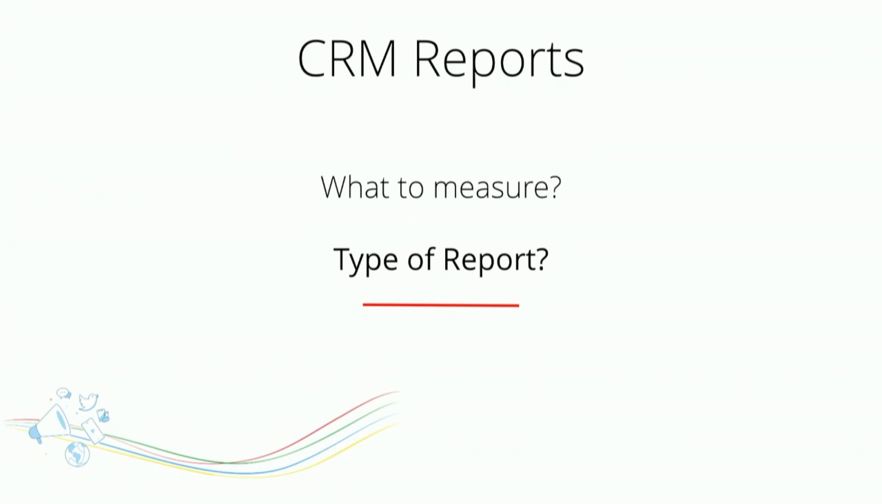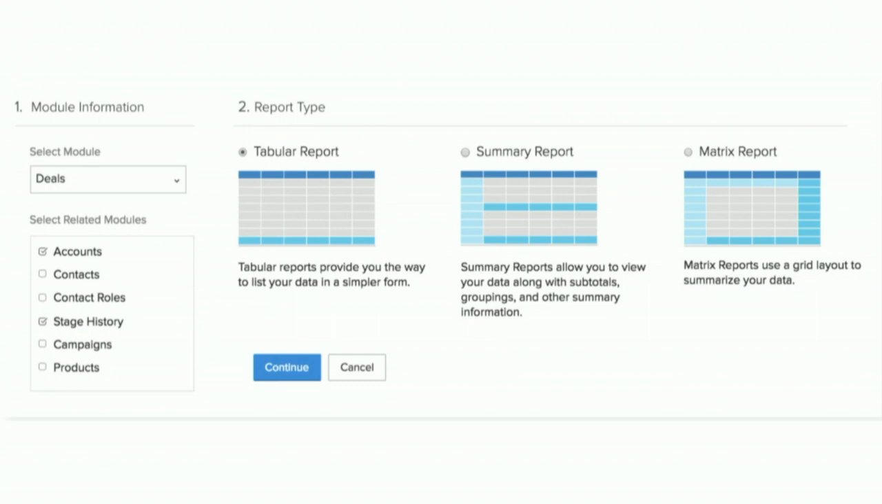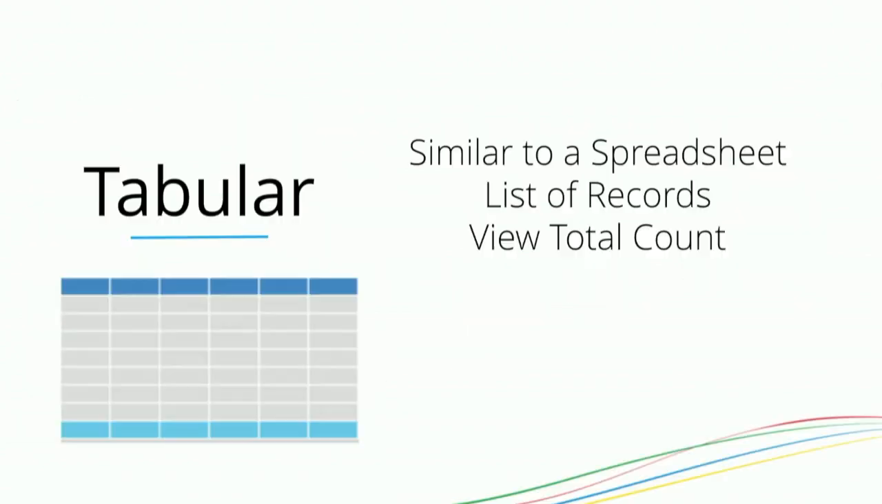Okay, so now we've figured out what to measure, what metrics we want, what targets we want to set, etc. Then we pull the type of report. So these are easy ways to remember these 3 types of reports. A tabular report is a list. It's similar to a spreadsheet, just up and down list of records. Number of tasks, number of calls, number of deals, and you can view the total at the bottom. Okay? That's the simplest thing to run.